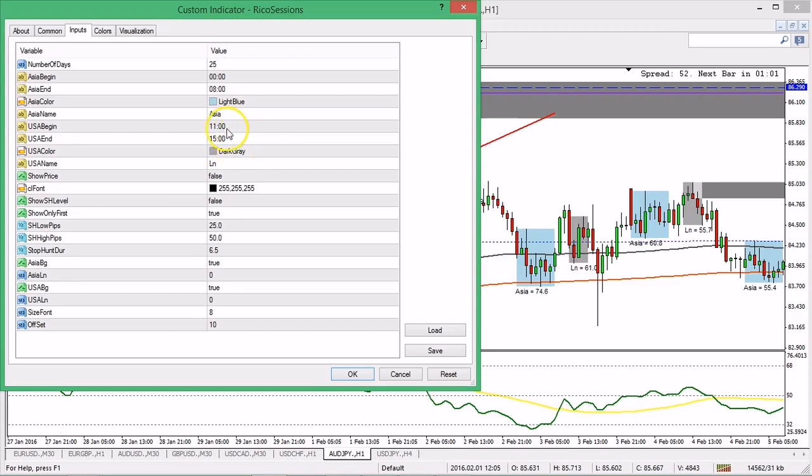In between the Asian box and the London box, you're going to look for a reversal pattern on the 1 hour chart or 4 hour chart, and then same thing if you see something in the London box, you see a reversal pattern, you take it.